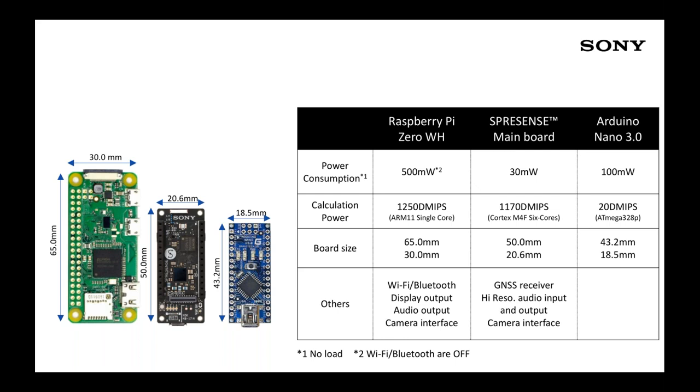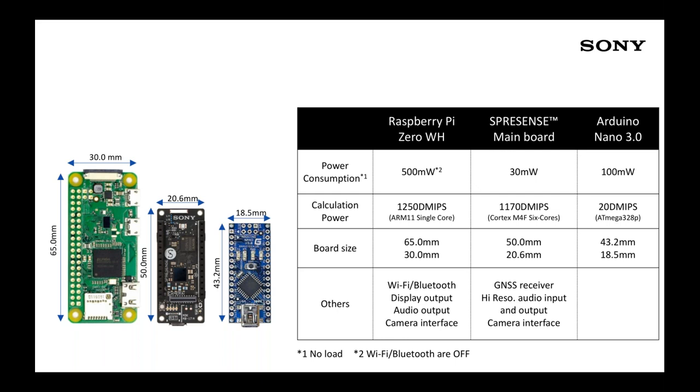And then if you look at the calculation power, the Raspberry Pi is 1250 DMIPS, and the Spresense is 1170 DMIPS. Then Arduino is 20 DMIPS. So this is for the calculation power. If you have more, it means you are doing a better job. But Raspberry Pi has an ARM11, only one core. We have six cores, and with the 30 milliwatt power, I think this is just to give you the information. Like, okay, I get enough power here.